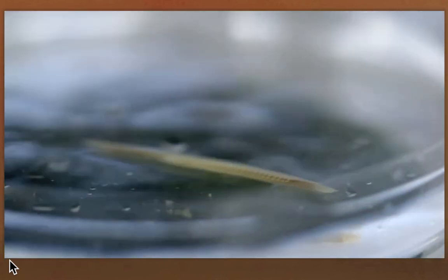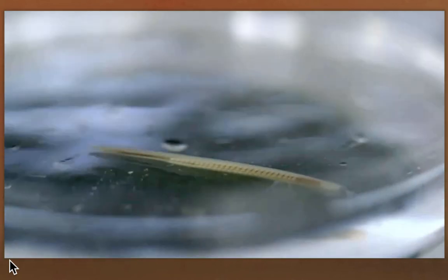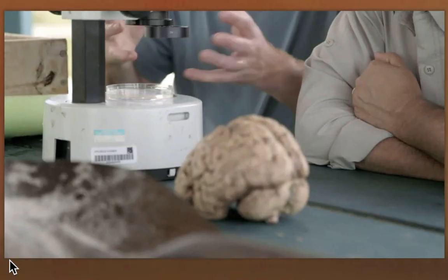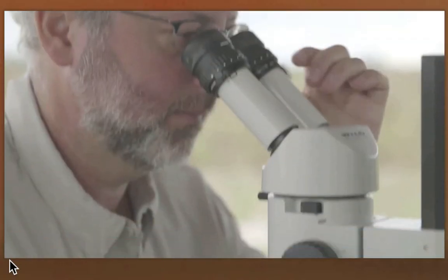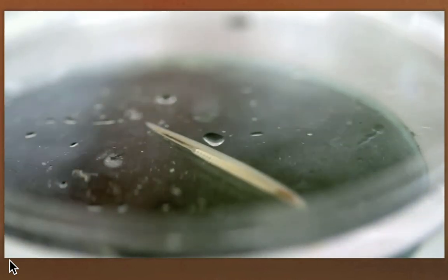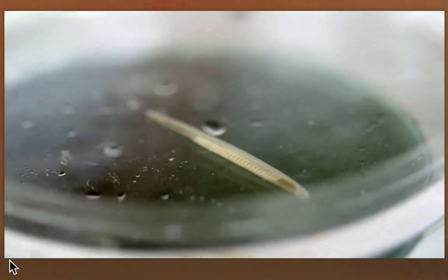This means that the genetic roots of our own brains can be seen in creatures that first arose over 500 million years ago. I think it gives us a glimpse into where our brains came from, into the basic organization of the brain of our ancestors. I mean, I find that mind-blowing.